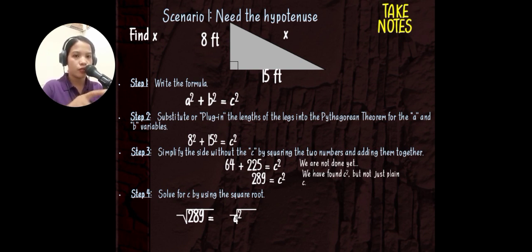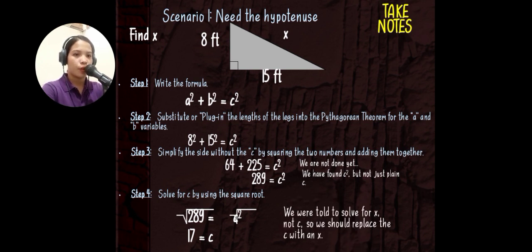The square root of 289 is equal to what? Alright, the answer is 17. That's correct. We were told to solve for x, not for c, so we should replace the c with an x. So that's it. The value of our x is 17.